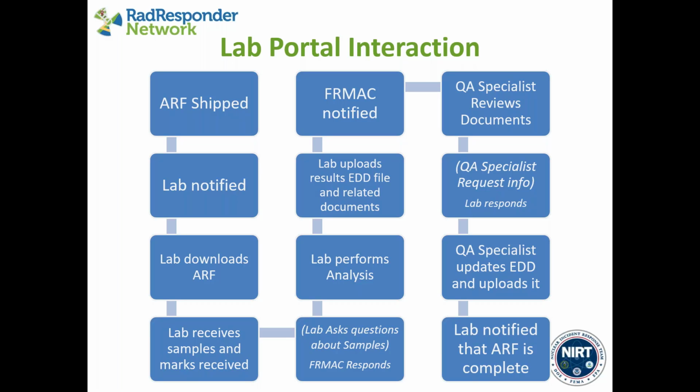The process is described here in this flow chart, where the sample control will ship the analysis request out to the lab. The lab gets notified. They download the analysis request form, review the information, and prepare their lab for the receipt of those samples. When the samples arrive, through the portal they're able to mark the samples as received, and that information gets pushed back to the FIRMAC or sample control.